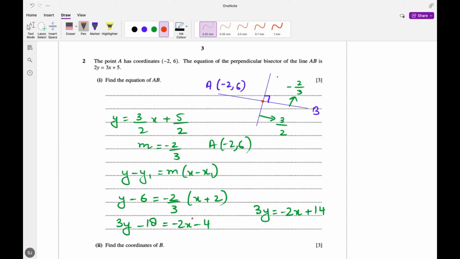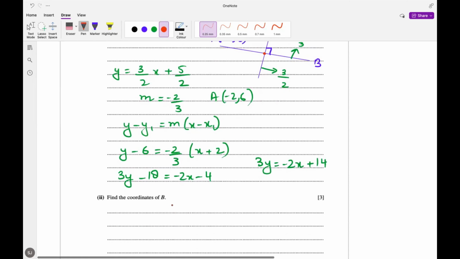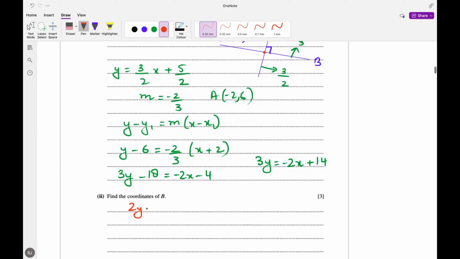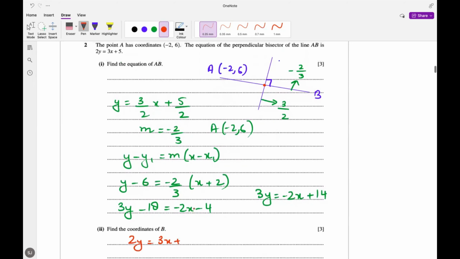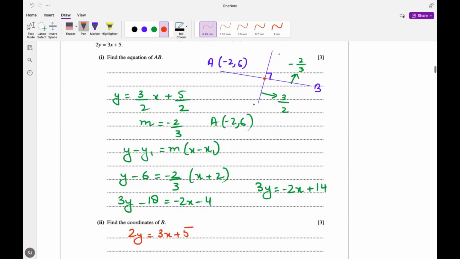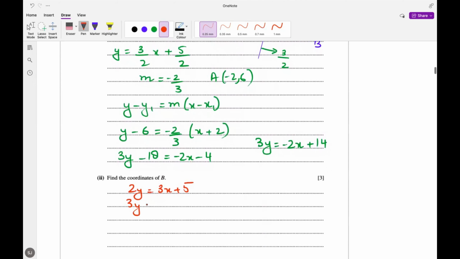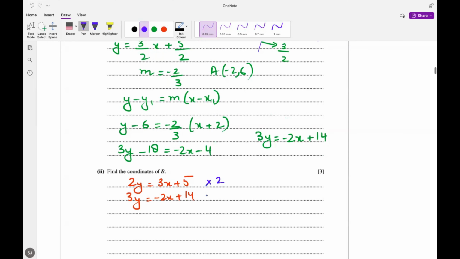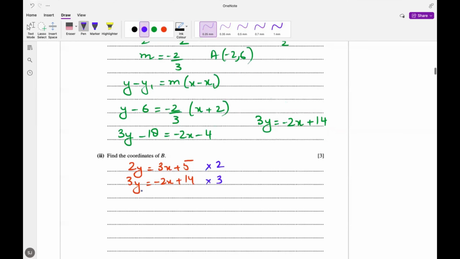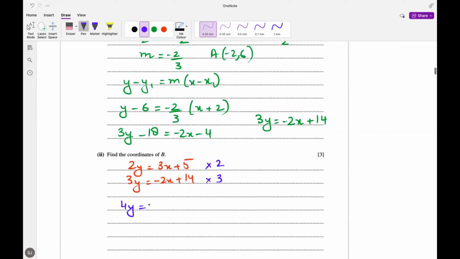We already have the equation of the perpendicular bisector, which is 2y is equal to 3x plus 5. And we have the equation of the line AB, which is 3y is equal to minus 2x plus 14. Now we can solve the simultaneous equations using a calculator. Even without a calculator, if we simply multiply this equation by 2 and this equation by 3, this will become 4y is equal to 6x plus 10. And this will become 9y is equal to minus 6x plus 14 times 3, which is 42.